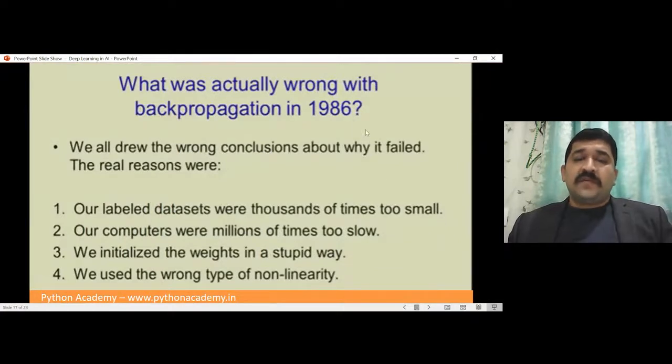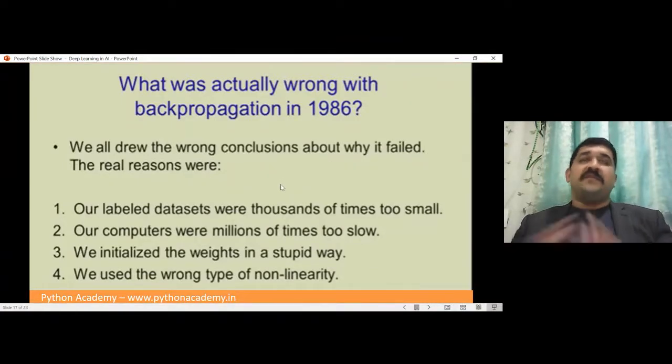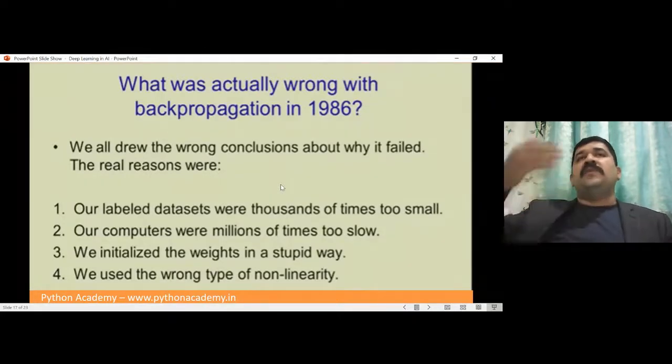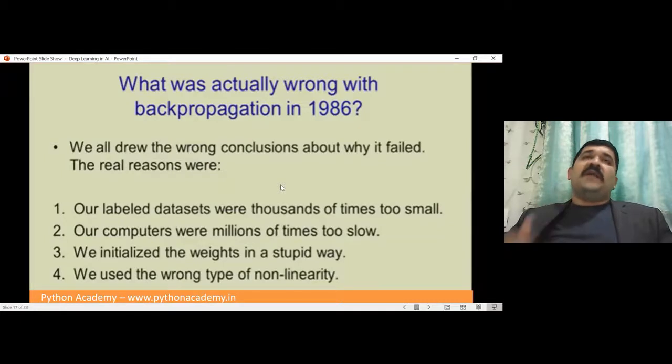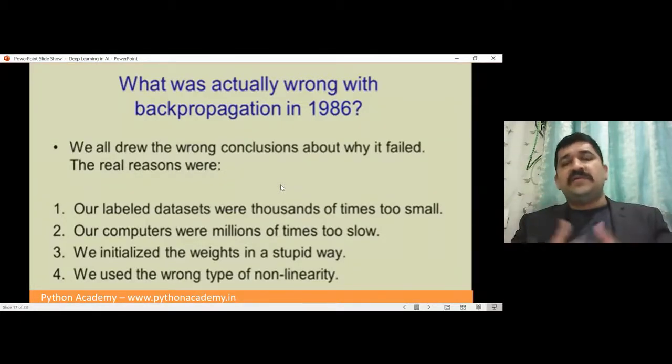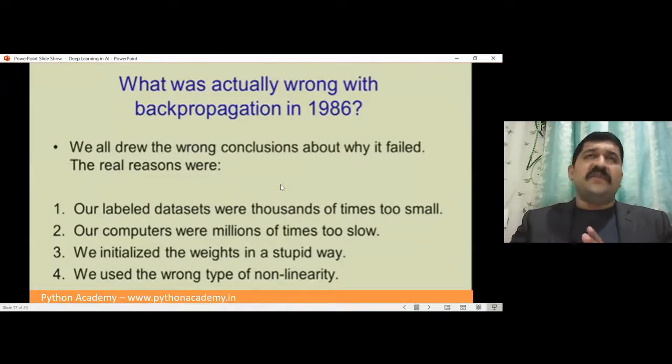So, what was the problem with the old back propagation method which we started with? Okay, so one of the speakers has put it very well: we all drew the wrong conclusions about why it failed. The real reason was that at that time there was a big gap. If you plot from the net how neural networks have progressed, at one stage you will find there is a complete silence. People were moving in other directions. Okay, SVM was introduced at that time, and there was nearly 10 to 15 years of silence. So, what was that silence for?